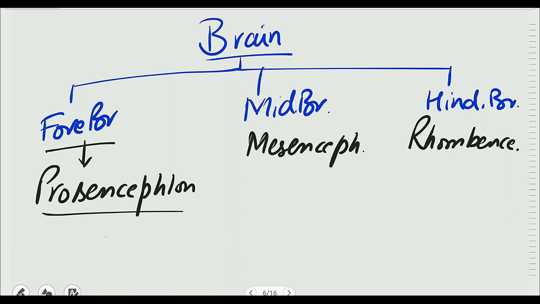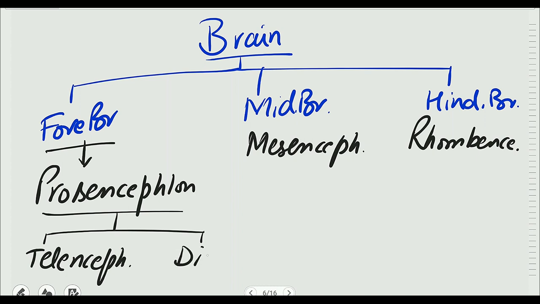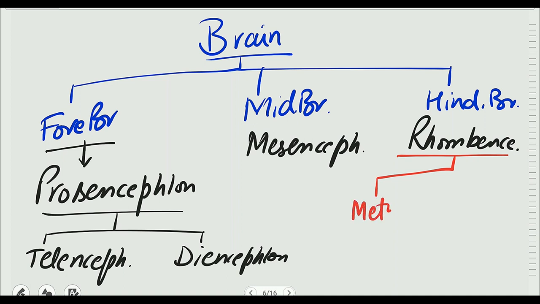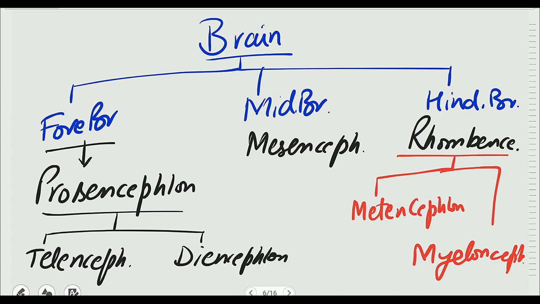The prosencephalon, the forebrain, has got two parts. That is the telencephalon and the diencephalon. Telencephalon, I'll show you, is the cerebral hemisphere, and diencephalon is the central nuclei. Rhombencephalon has got two categories. The metencephalon, that is the pons, and the myelencephalon, that is the medulla oblongata. So note down these basic terms. Brain has got three parts: forebrain, midbrain, and the hindbrain. Forebrain is the prosencephalon, midbrain is the mesencephalon, hindbrain is the rhombencephalon.